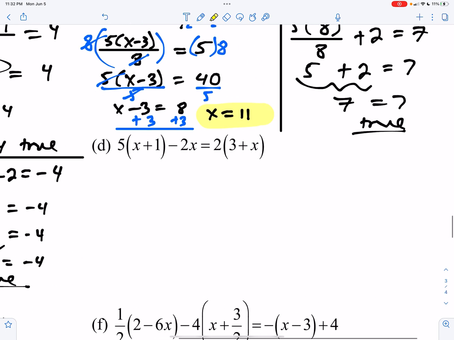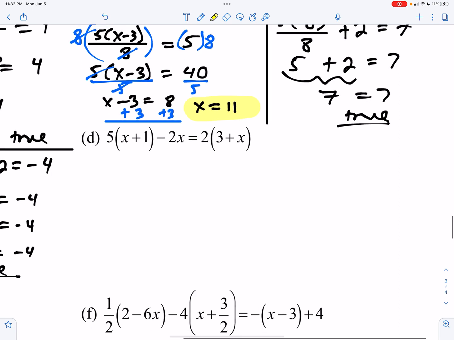Okay, so on the surface, letter D looks pretty tough, but I'm going to tell you that questions like letter D and letter F are made easier if you just simply multiply through parentheses right away. So I'm going to multiply 5 times x and times positive 1. Then I'm going to multiply 2 times the 3 and times the x. And then I'm going to combine anything that looks the same.